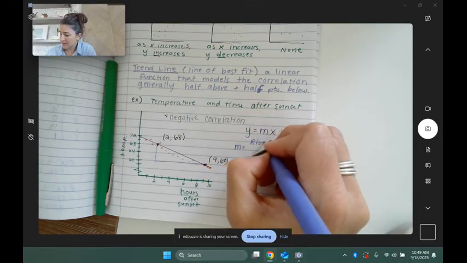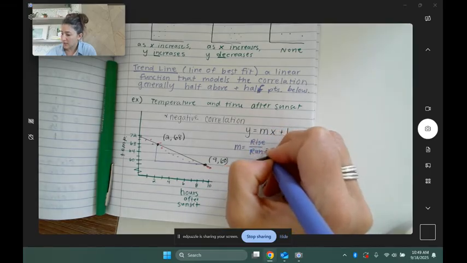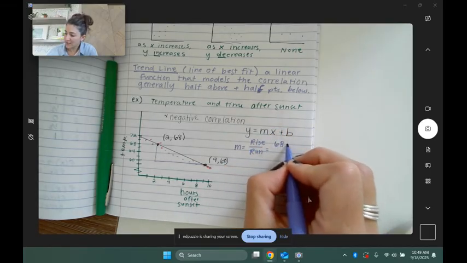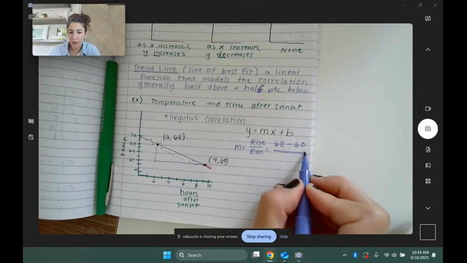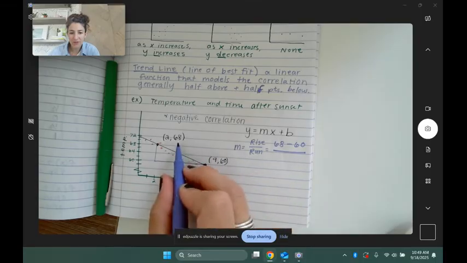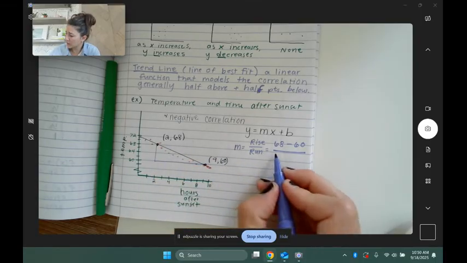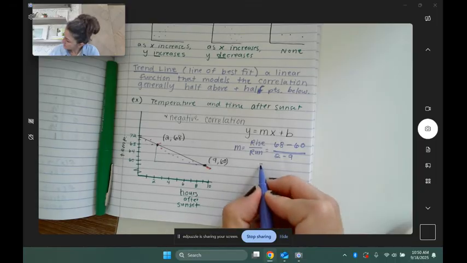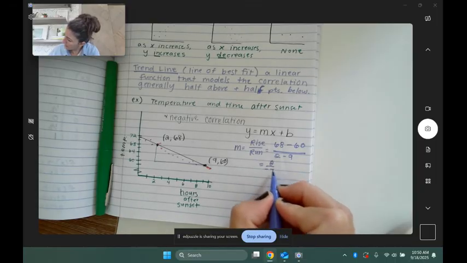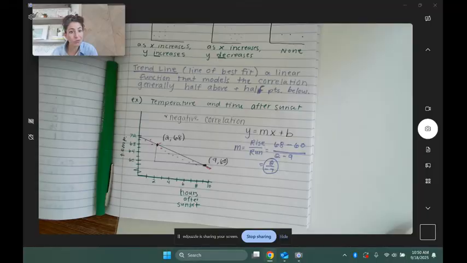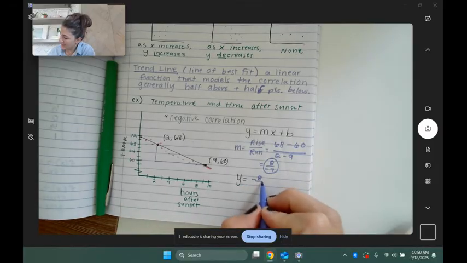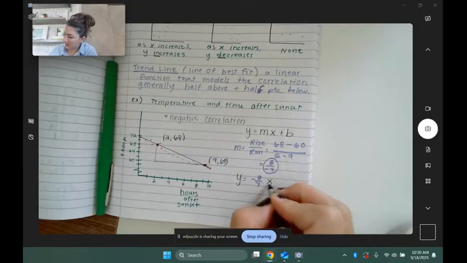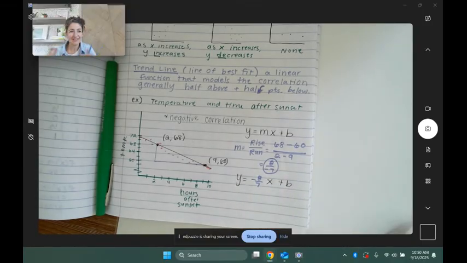or the formula for slope, your rise over run. So I'm going to take the 2 y values, 68 minus 60, just find the difference there, over the run. If you started with 68, I'm going to start with 2 minus 9. So that's 8 over negative 7. That's my slope. Now I'm going to put that into the equation here. So y equals negative 8/7 x plus b. I still need to find b.